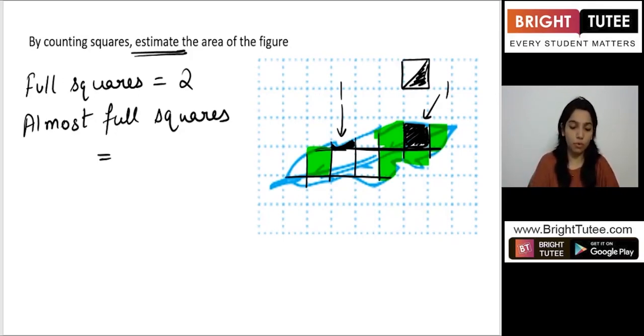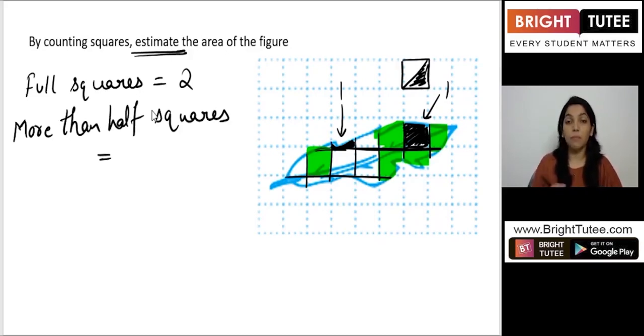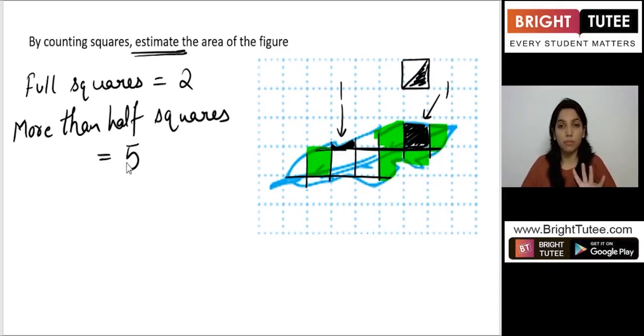So instead of almost full, let us write more than half. Okay, more than half squares. So it's 1, 2, 3, 4, 5. So 5 squares are more than half. So when we see that 5 squares are more than half, we are going to keep the number as 5.